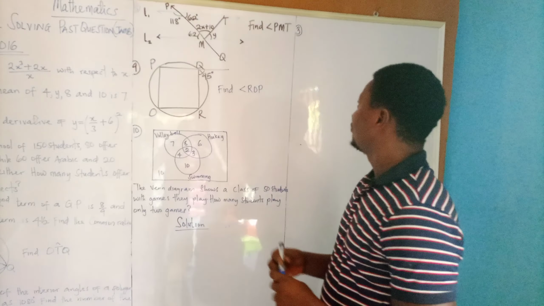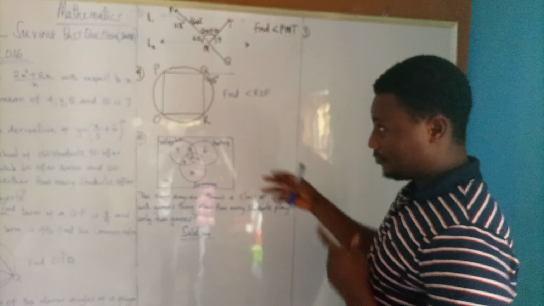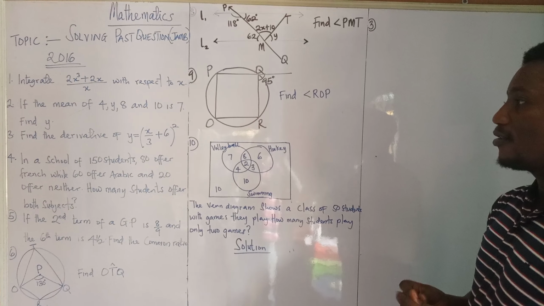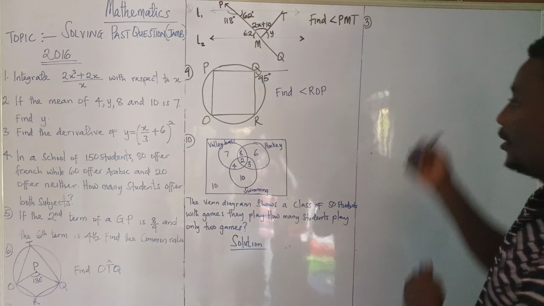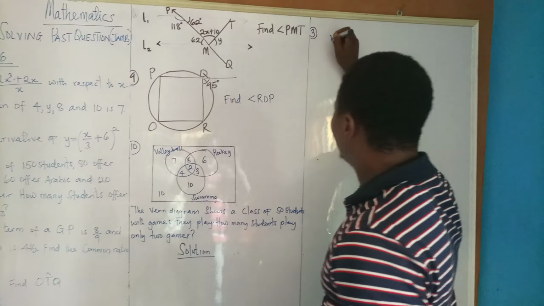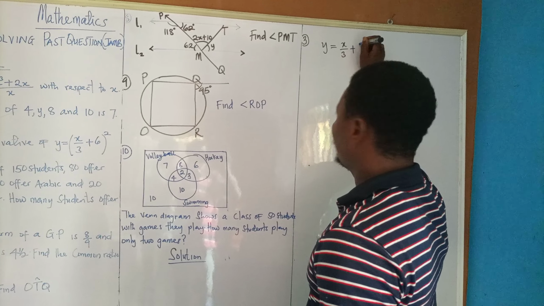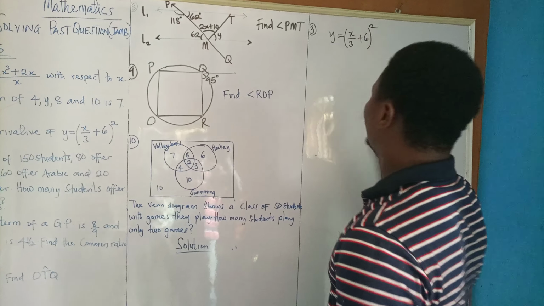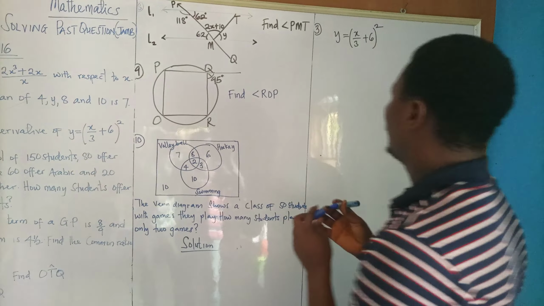Question number 3. Don't forget we skipped question number 3. We have done questions 1, 2, and 4, so we want to do question number 3 now. Find the derivative of y equals (x/3 + 6) all raised to power 2. That is, we have y equal to (x/3 + 6) raised to power 2, and we want to find the derivative of this.